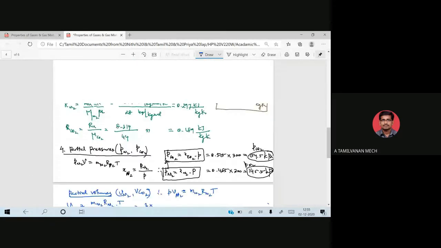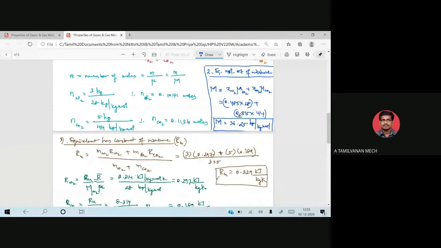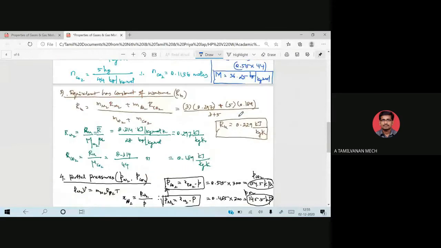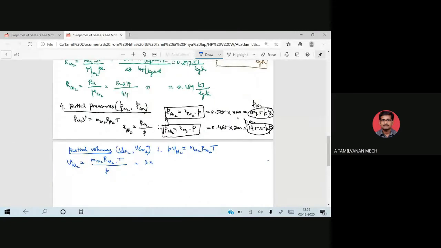So R of N2 is 0.297 into temperature, it's in Kelvin, 293, divided by pressure, which can be written as 300. Okay, so in the substitution, carefully substitute the units. Then only you get the volume.